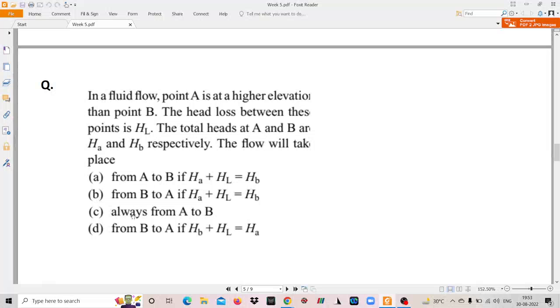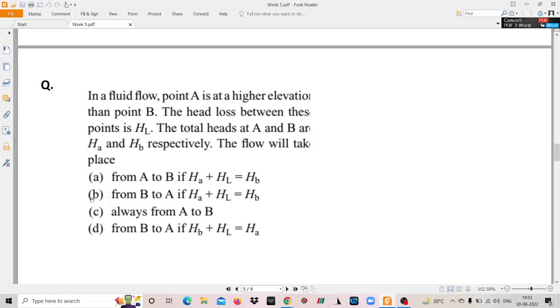Option 3. The option you said is always from A to B. You cannot say always from A to B because the only thing is point A is at a higher elevation. So the total potential energy per unit weight, or the datum head at A, is higher than the datum head at point B, but nothing has been mentioned in the question regarding the total energy. But the flow always takes place from a point of higher total energy to a point of lower total energy.